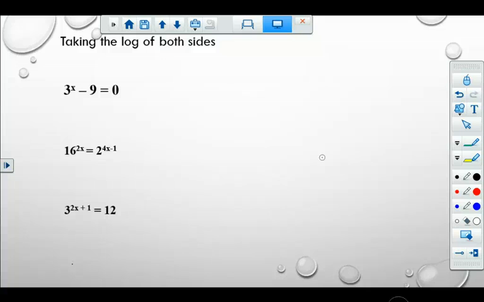First person, you don't. Now you can manipulate the first one a little bit before you take the log of both sides. What can you do? Move the what? 9. Move the 9. And that way you have a nice little problem. I tried to start you off with an easy problem first.